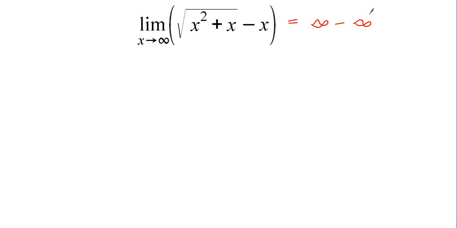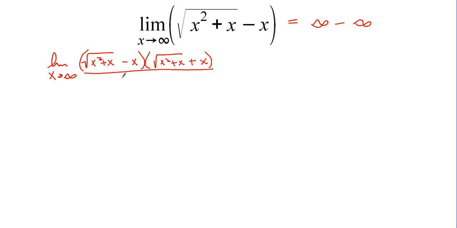And there's a few different ways to deal with this one, but if we're trying to get it into a way that we might use L'Hopital's rule, we need it to be a fraction. And so to turn this into a fraction, we can multiply by the conjugate. So we'll look at the limit as x approaches infinity of x squared plus x minus x times the square root of x squared plus x, all divided by the square root of x squared plus x.